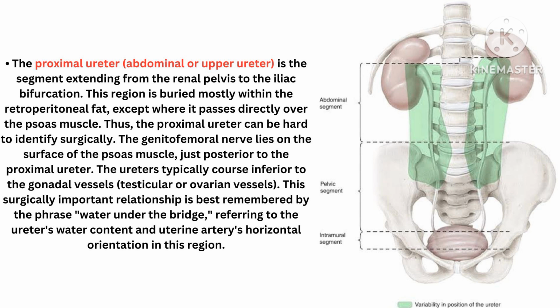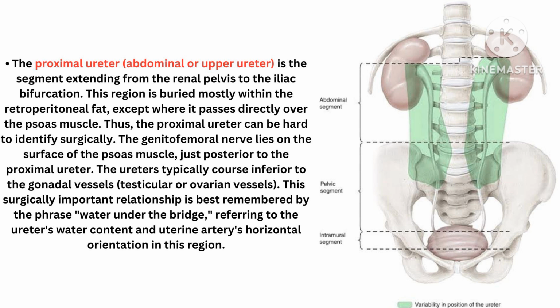The genitofemoral nerve lies on the surface of the psoas muscle, just posterior to the proximal ureter. The ureters typically course inferior to the gonadal vessels, testicular or ovarian vessels. This surgically important relationship is best remembered by the phrase "water under the bridge," referring to the ureter's water content, and uterine arteries' horizontal orientation in this region.